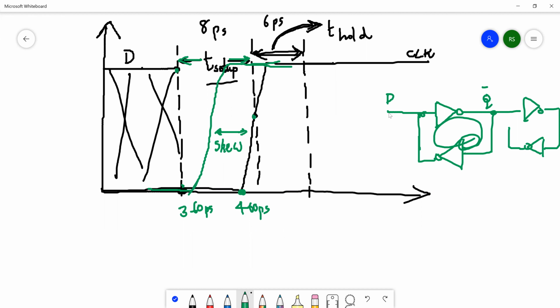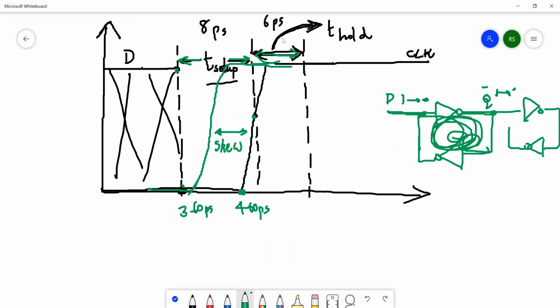If before that you change this D, then you could have put a 1 before and 1 is trying to get stored here, but then you're taking 1 to 0 and the clock goes away and some intermediate value starts circulating and it might destroy the whole thing. So that is the reason for this hold time constraint. You should allow some time for this feedback loop to settle down before you can change the input, and that value is called the hold time.